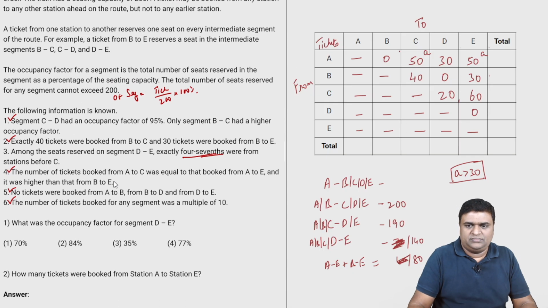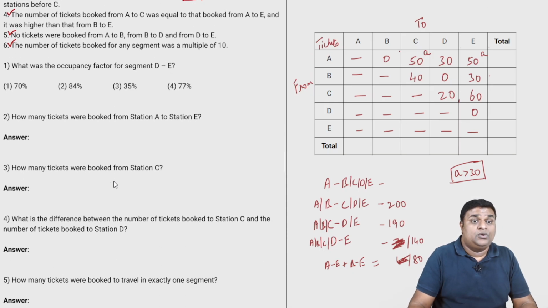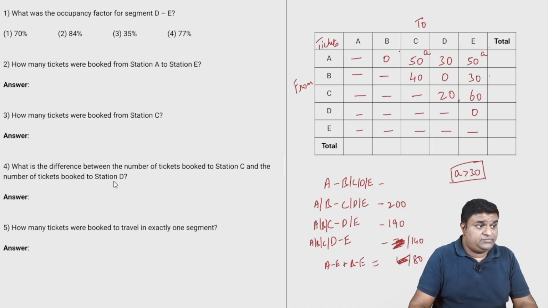Now we should be able to solve these questions quickly, right? What was the occupancy factor for segment DE? The DE segment over here was 140. 140 out of 200, right? So 140 out of a total of 200 into 100%. We don't need to do all these. 140 by 2 is simply going to give us 70%. How many tickets were booked from station A to E? A to E, that's 50. That's it, direct from the table.